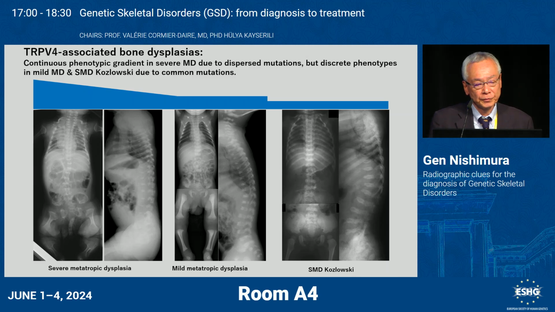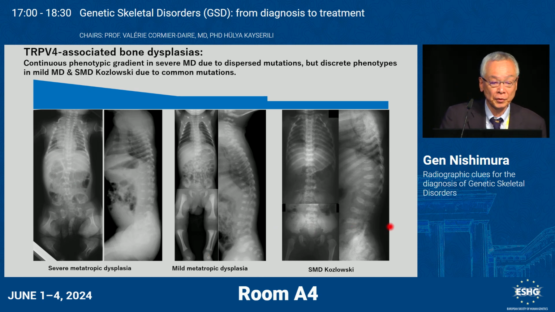TRPV4-associated bone dysplasias comprise a continuous phenotypic gradient in severe metatropic dysplasia due to dispersed mutations, and discrete phenotypes, mild metatropic dysplasia and spondylometaphyseal dysplasia type Kozlowski, due to the presence of common mutations in these disorders.